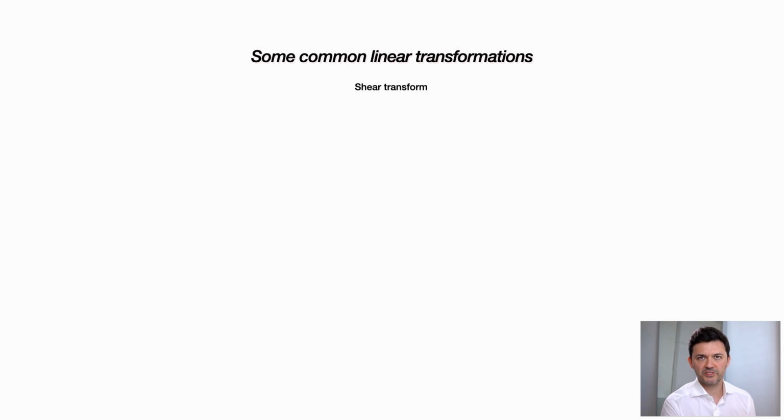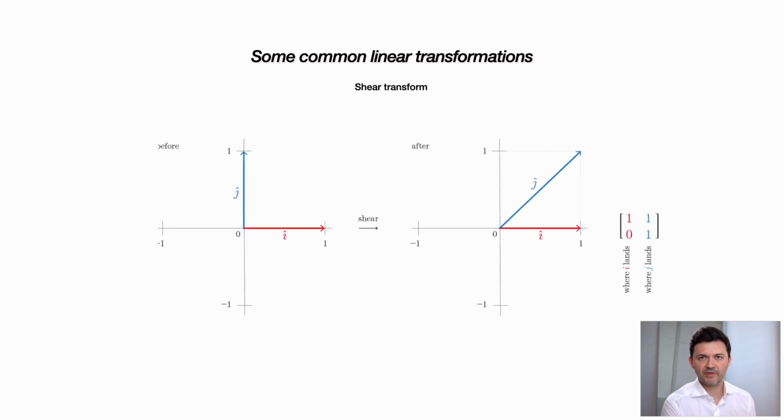Another useful transformation is called a shear transform. As you can see, after applying the shear transform, i hat remains where it was, but j hat goes towards the direction of i hat. So its new coordinates are 1, 1. So now we have a matrix describing a shear transform of the whole space.